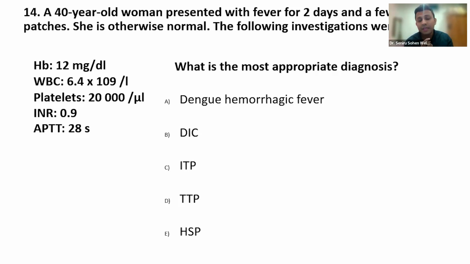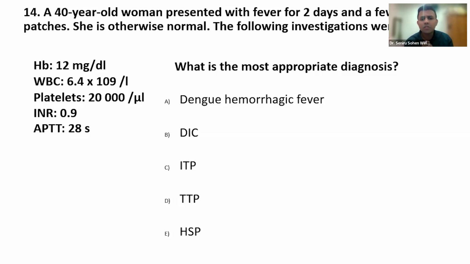And TTP again can happen with low platelets, but patients with thrombotic thrombocytopenic purpura will have neurological manifestations, they will have kidney manifestations. Again, patients will be more ill. Similarly, patients with Henoch-Schönlein purpura will have ecchymotic patches everywhere. They can have renal failure, and patients can be very ill.